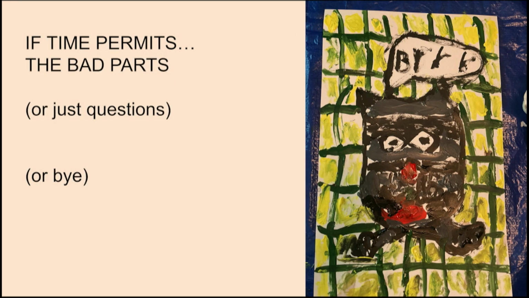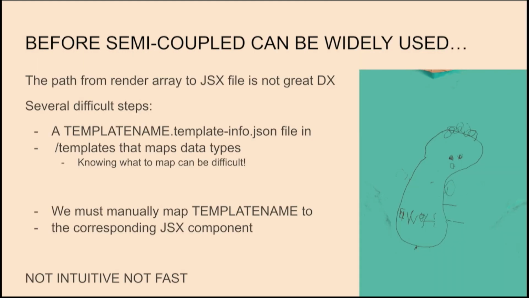So based on the available time, I have a little bit of time to highlight some parts that I think are not great about this, that I believe are surmountable. We should have time for questions after that, but I do want to share it. There are a couple things before the semi-coupled JSX approach can be widely used. Right now, getting that render array to the component is not great DX. It requires creating 2 files and updating an object. Let me just show you.